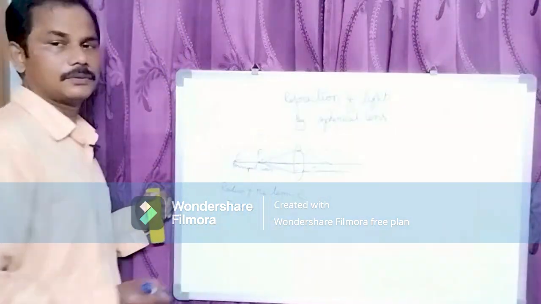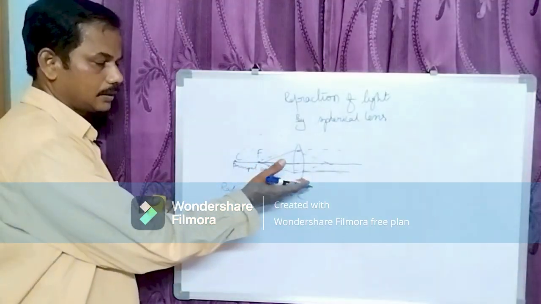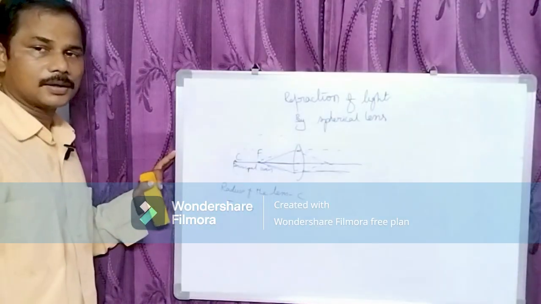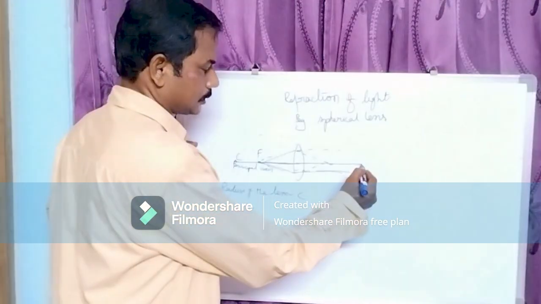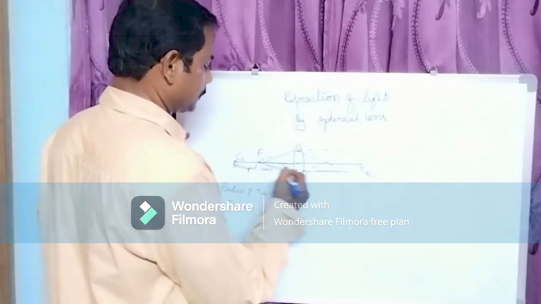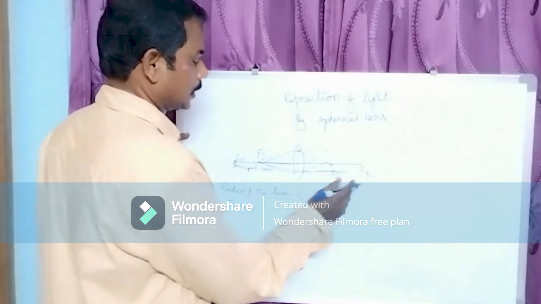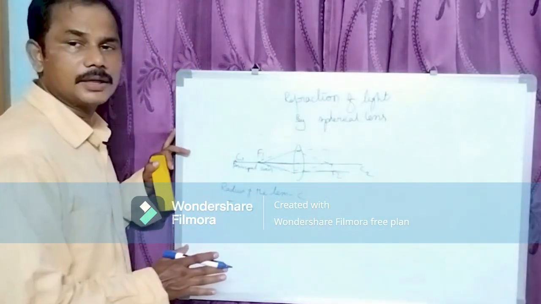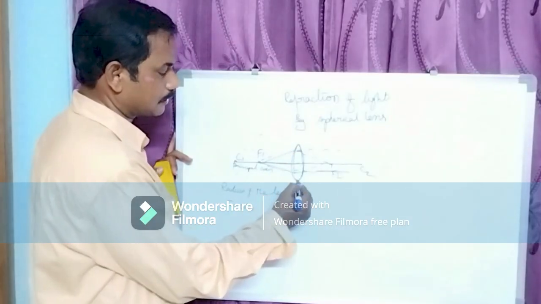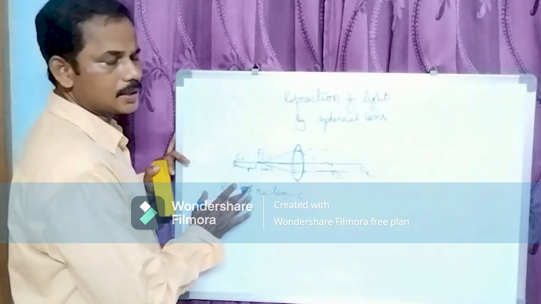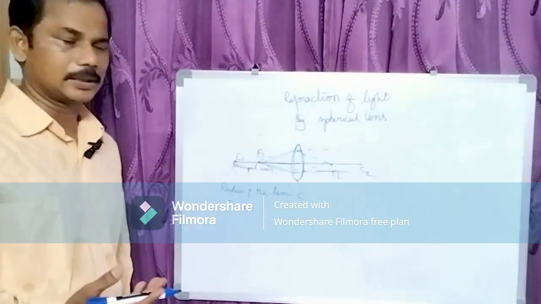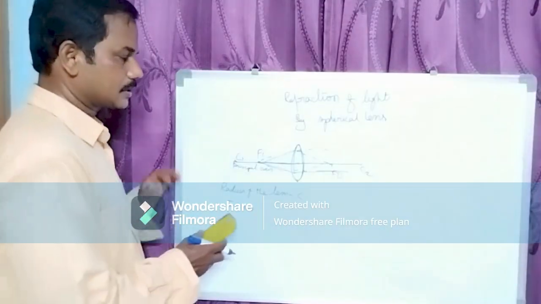This is called focus. As it is a double convex lens, we have two foci and two centers, that is, two radii. We call this one C1, this one C2, this one F1, this one F2. For the sake of convenience, for this double convex lens, the radii on the two sides are similar and the foci are also similar, so that the next discussion will go easy.